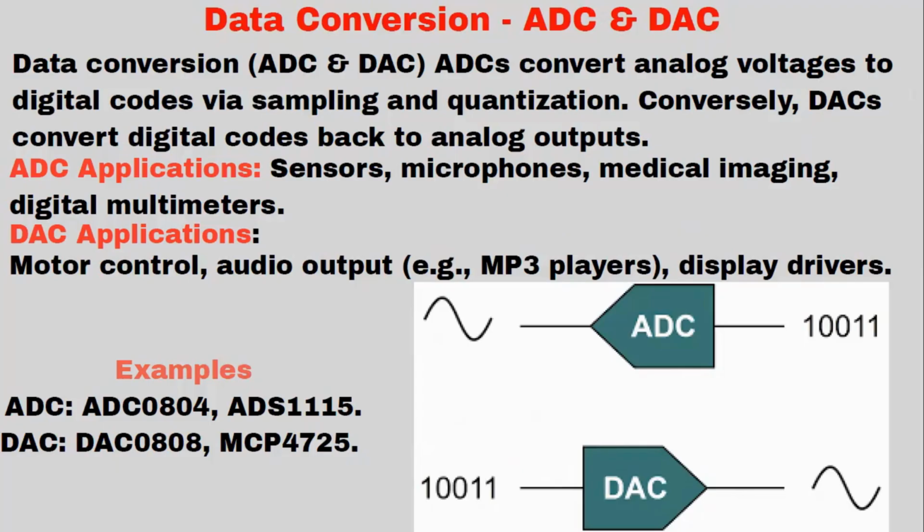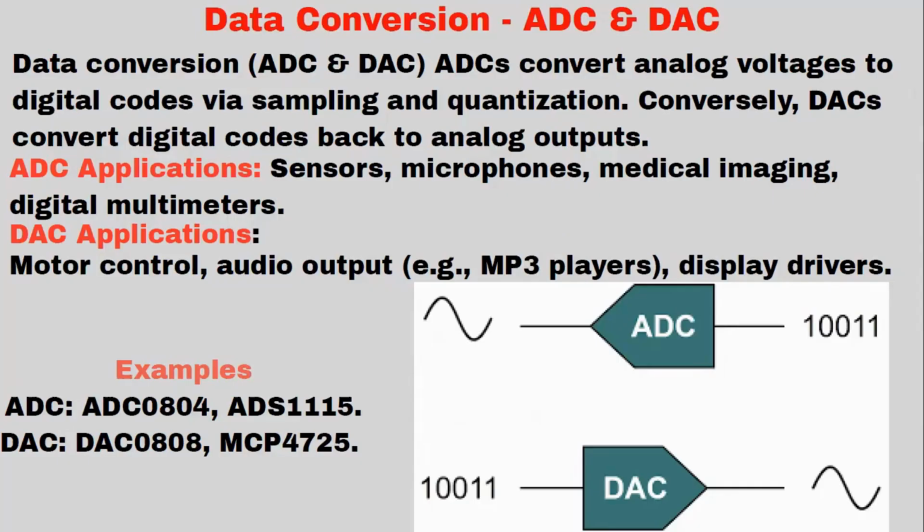So where do we use ADC? In sensors, microphones, medical images. That is, sensor data is converted into digital data. Whereas DAC applications are motor control, audio output, MP3 players, display drivers. That is exactly the reverse of ADC. DAC is nothing but digital to analog conversion. We use it for driving a motor, and for audio output because the speaker's sound is analog, but the audio can be digital, so we have to change this. Like MP3 for video, you can see we have digital video, and when we see it on the screen, it will be analog.